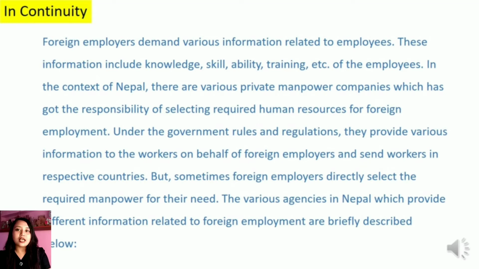So they will be analyzing whether the candidates are eligible for that particular job or not, and then they will send the eligible workers to their country, to Qatar. It may be Qatar, it may be Dubai, any country, no matter, but they are responsible for it. Who? The manpower companies. But sometimes the foreign employers directly select the required manpower for their need.